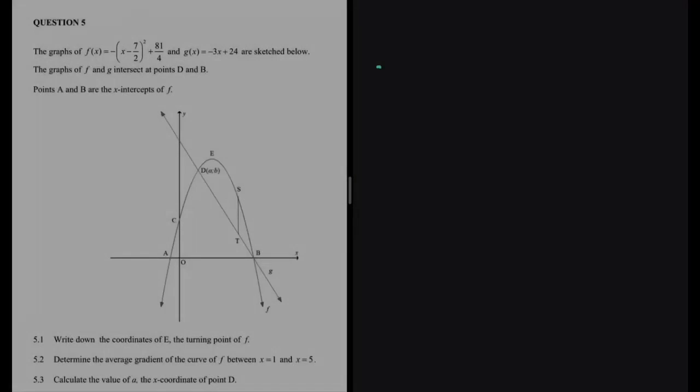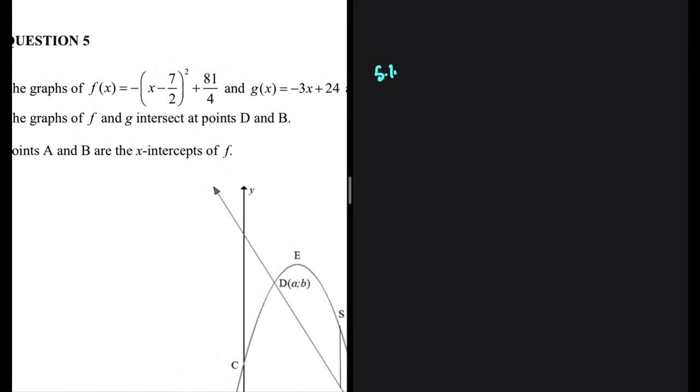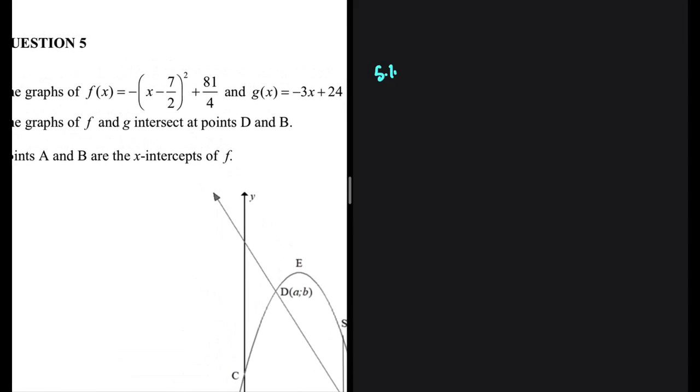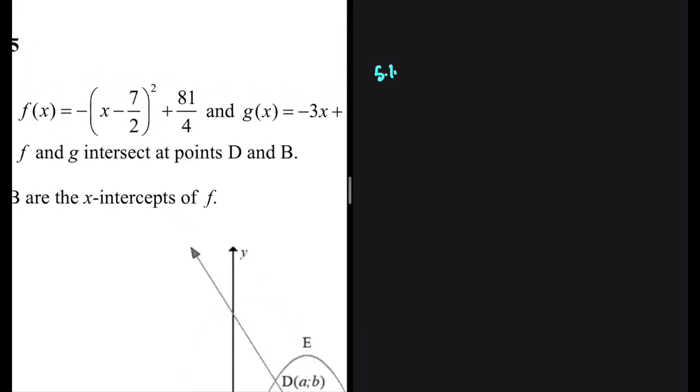5.2. Write down the coordinates of E, the turning point of f. So we're given our equation f of x. Let's look at E. E is the turning point of our function. When our equation is written in this format, this will be the x value of the turning point, and this will be the y value of the turning point. That is to say that for the coordinates of E, we have x is equal to 7 divided by 2, and y is equal to 81 divided by 4.